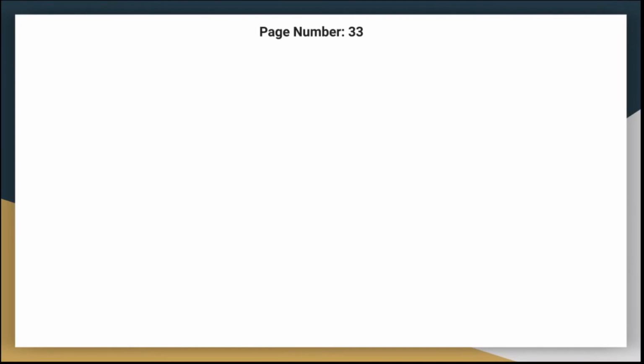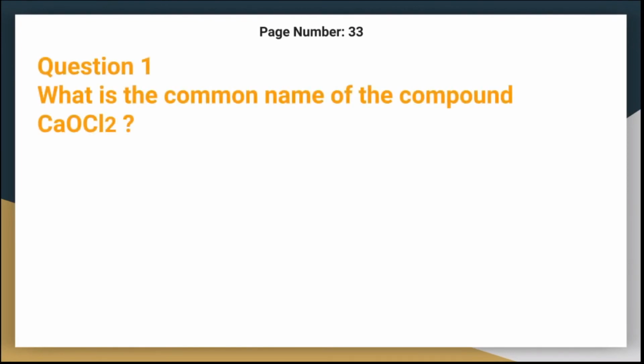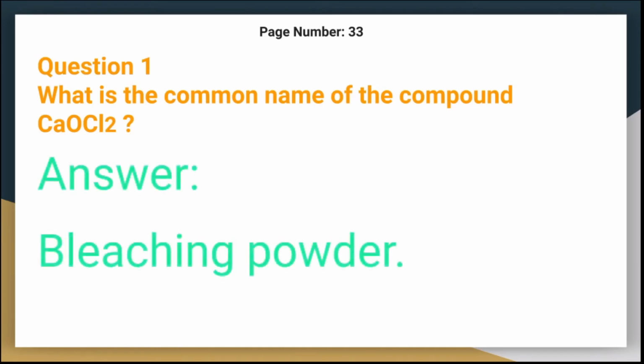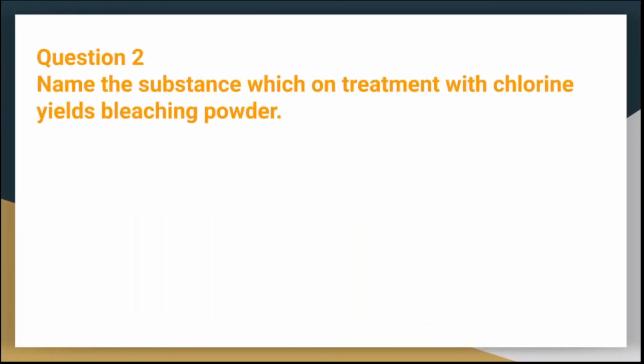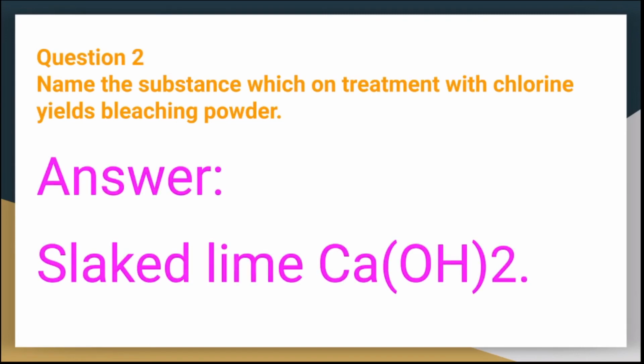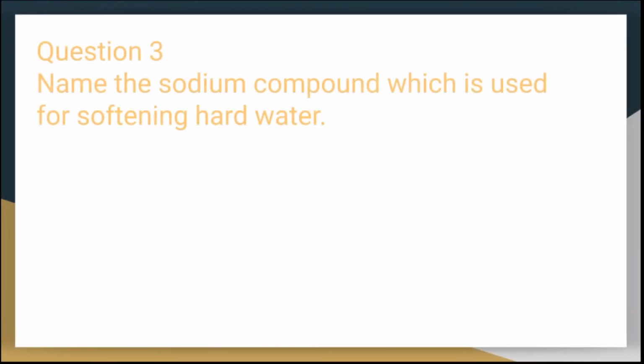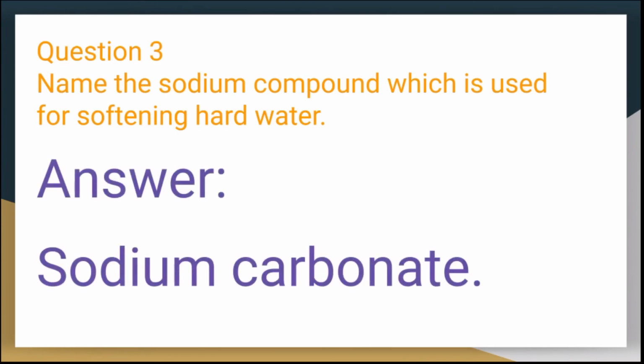Let's move on to page number 33. First question is, what is the common name of the compound CaOCl2? Answer is, bleaching powder. Next we have, name the substance which on treatment with chlorine yields bleaching powder. Answer is, slaked lime, Ca(OH)2. Question number 3. Name the sodium compound which is used for softening hard water. Answer is, sodium carbonate.